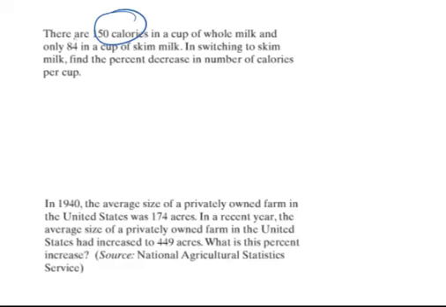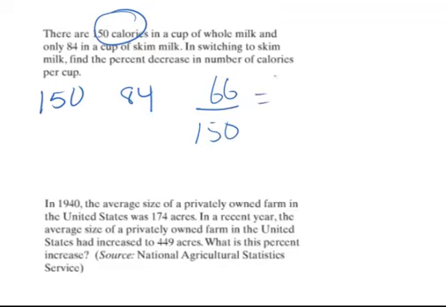When we were drinking whole milk, we were consuming 150 calories. We switched to skim milk and we went down to 84. So how many calories did we save? Well, let's subtract 150 minus 84. We saved 66 calories. So now remember, I take that number 66 and I'm going to divide it by 150. So I divide it by 150. I'm coming up with 0.44 or 44%.